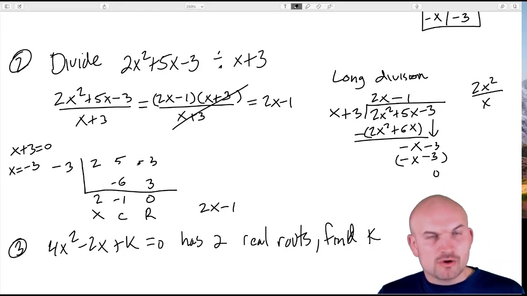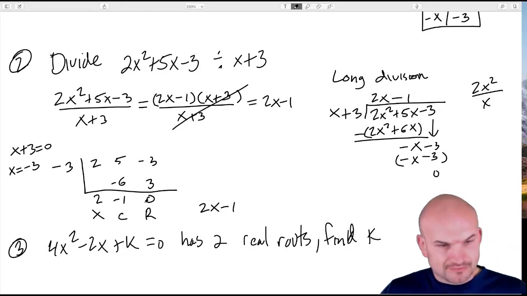Therefore, relying on long division or synthetic division is going to be what you're going to want to do.